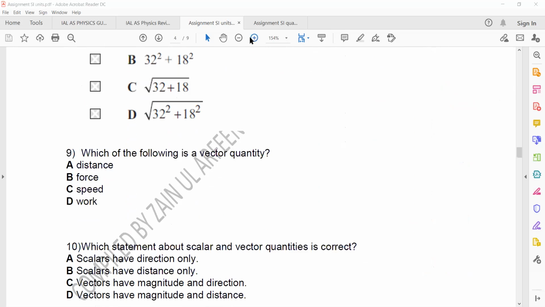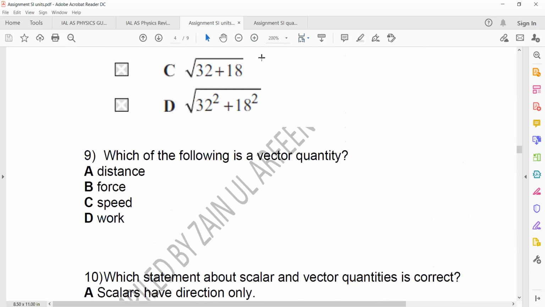Which of the following is a vector quantity? Which of them is a vector quantity? So in this one, the vector quantity is the force. Force is a vector quantity.